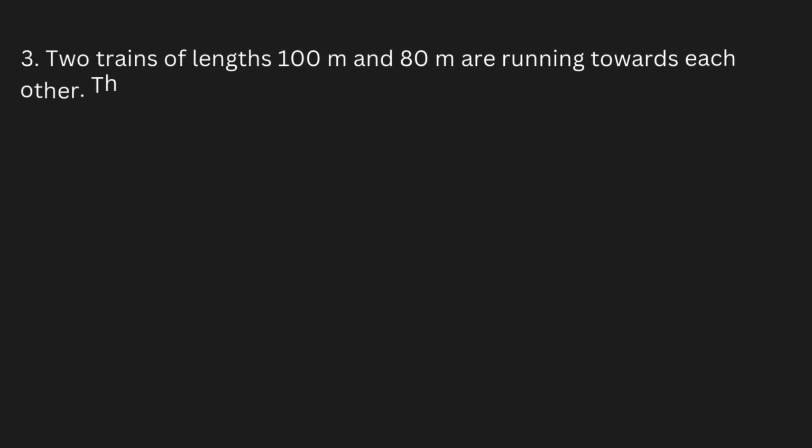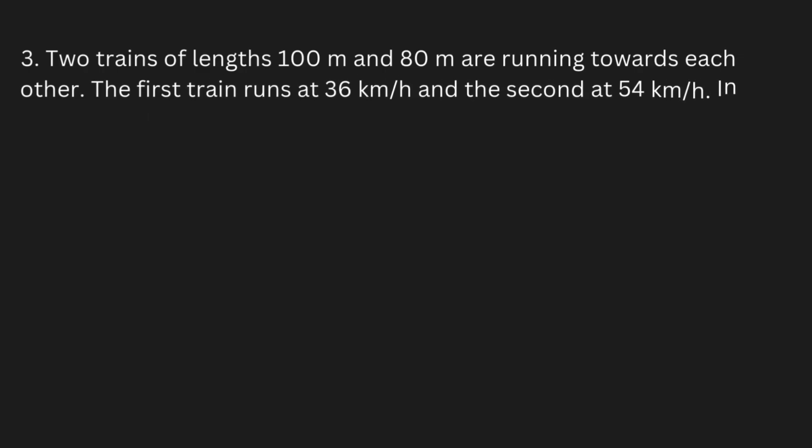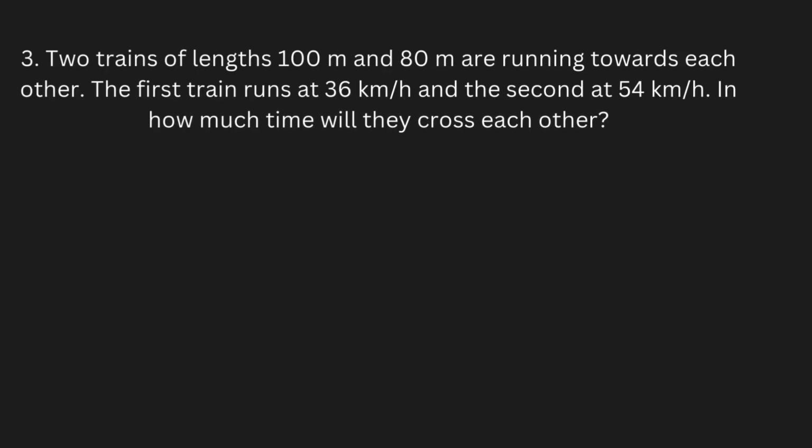It was a quicker sum, right? So let's move faster to the next sum. Two trains of length 100 meter and 80 meter are running towards each other. The first train runs at 30 km per hour and the second at 50 km per hour. In how much time will they cross each other? It is a simpler sum like the first sum which we solved on relative speed. So solve this and comment your answers below.